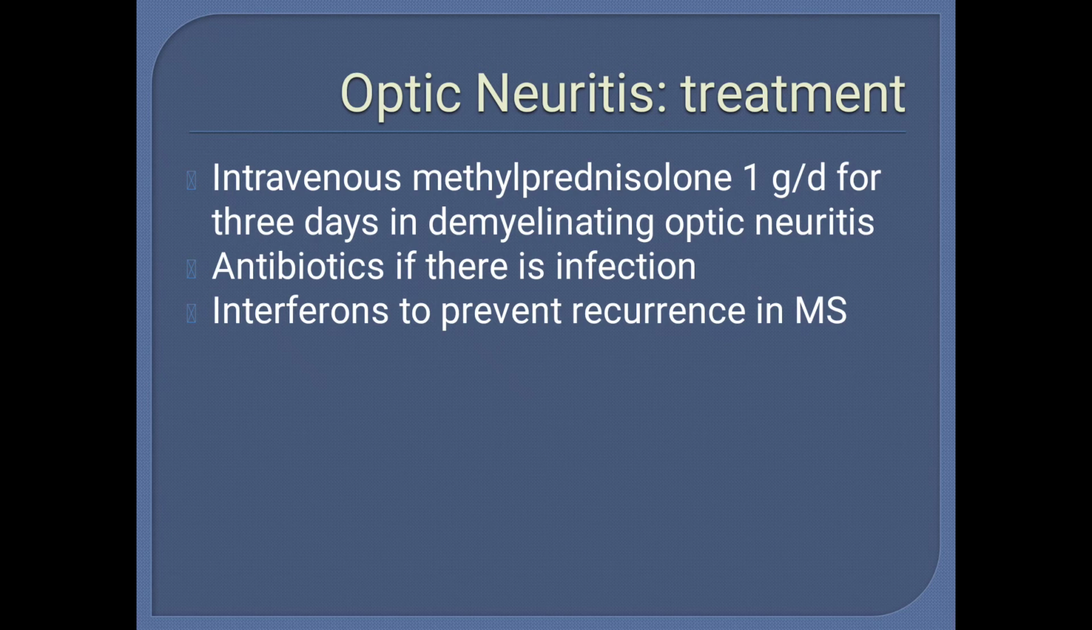The most important thing is that if we decide to give steroids in optic neuritis because of demyelinating disease, we must always give intravenous methylprednisolone, and the dose is 1 gram per day for 3 days. Because if we give oral steroids, there is an increased risk of recurrence of the same disease. So we should not give oral steroids.